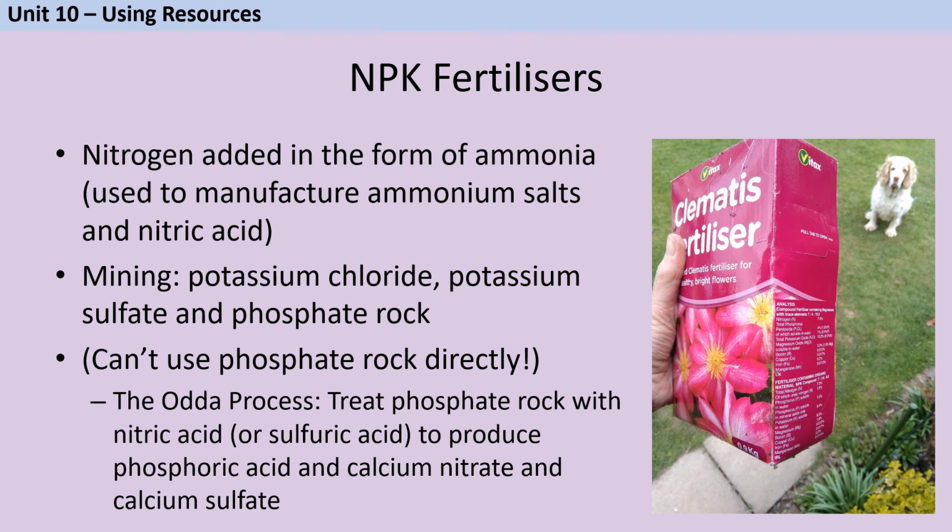So we have to do something called the Odda process, in which you take your phosphate rock and treat it with either nitric acid or sulfuric acid. And because phosphate rock tends to contain quite a lot of calcium phosphate, this reaction makes phosphoric acid, which is then going to contain our phosphorus, and also calcium nitrate or calcium sulfate. And it's the phosphoric acid that we want that's going to be added to the fertiliser as a source of phosphorus.